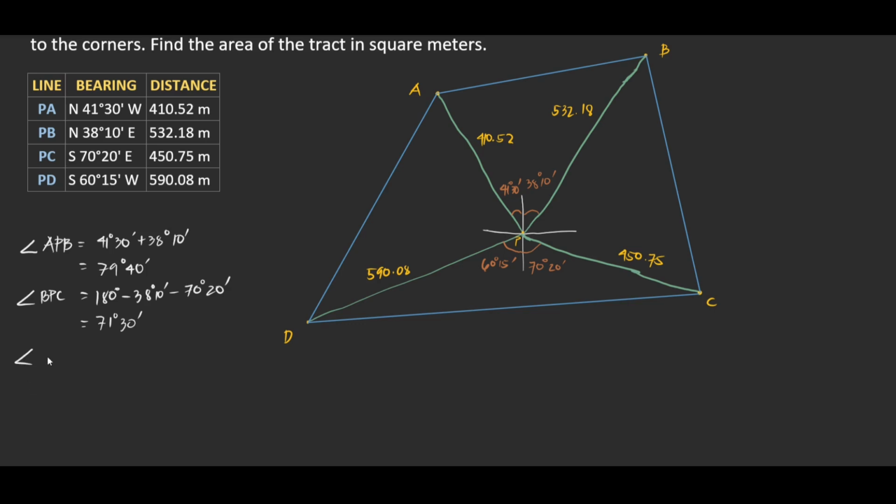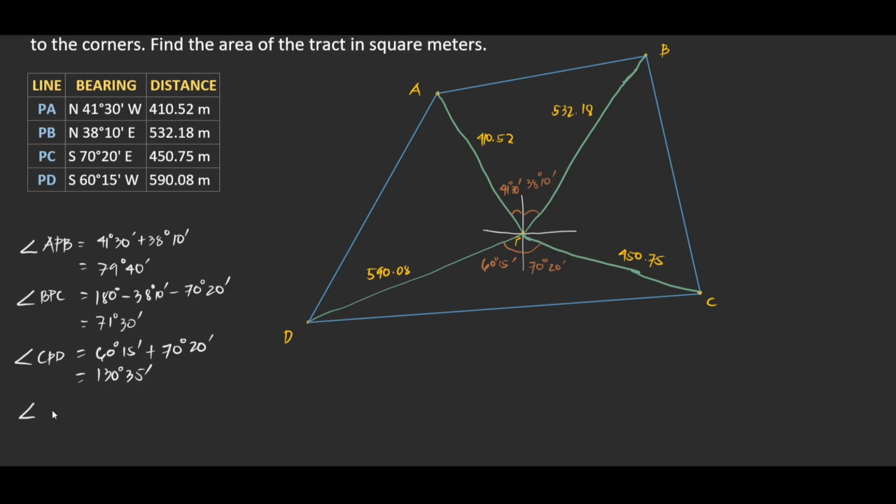So we have angle CPD. CPD is equal to 60 degrees 15 minutes plus 70 degrees 20 minutes. So what is the sum of this? We will get 130 degrees and 35 minutes.